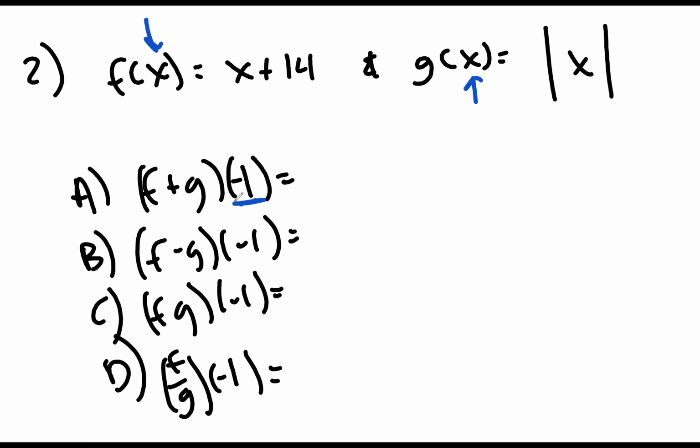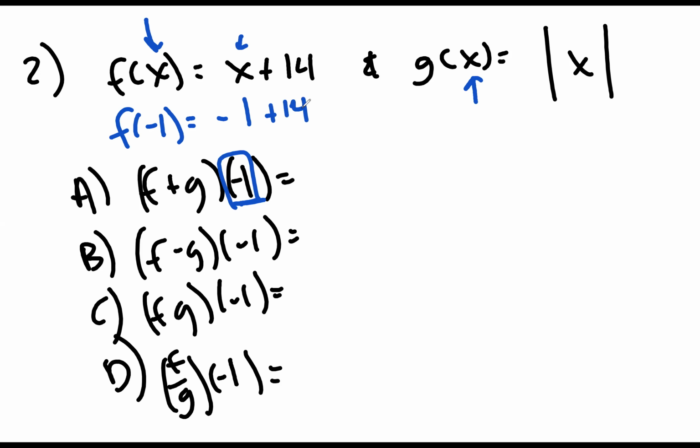Let's say, okay, well, I don't know what f of -1 is, but I can find that pretty easily. So right up here, I'm going to put f of -1. And anywhere I see an x in this function, which just happens to be one teeny tiny place, I'm going to put a -1 instead.